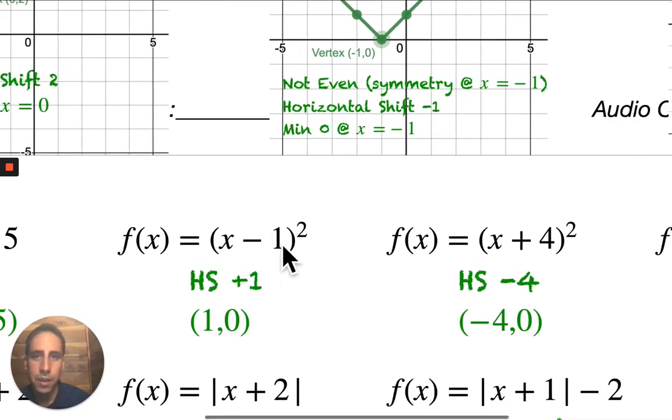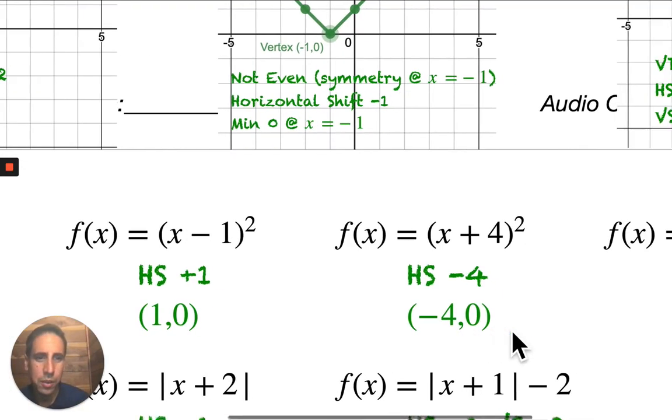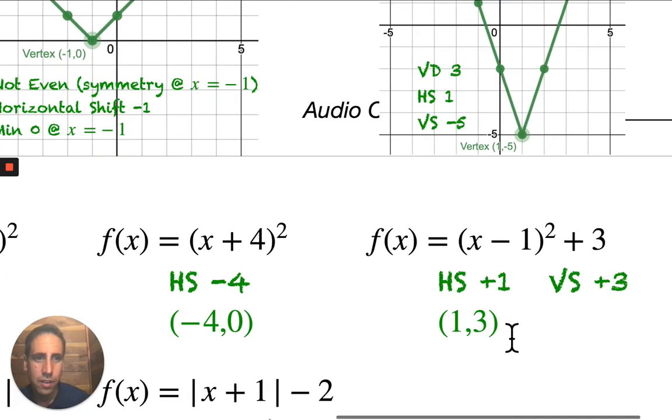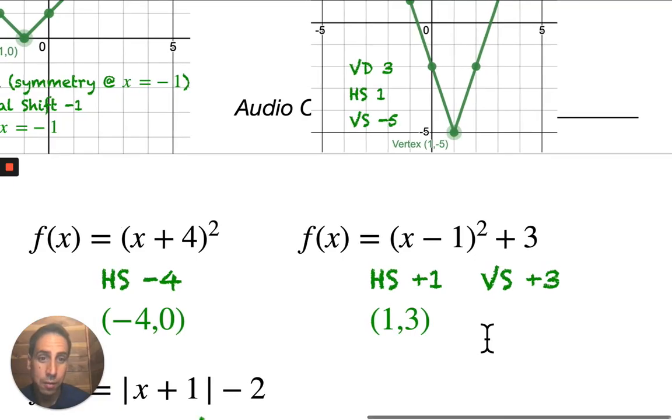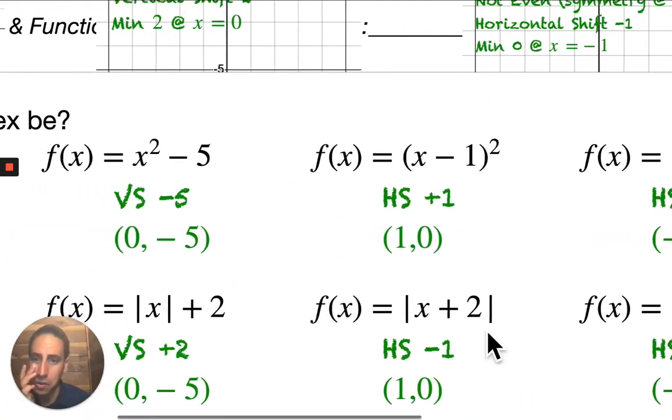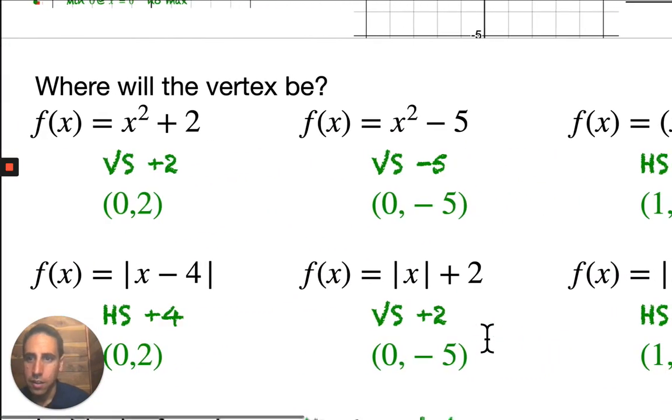So if -1 creates a horizontal shift of +1, +4 creates a horizontal shift of -4. Remember, when it's on the inside, it flips around. It's the opposite. And so therefore, the vertex would be at -4, 0. All right, so this -1 creates a horizontal shift of +1, and this +3 on the outside creates a vertical shift of +3, and the vertex is at 1, 3. I think we're getting the hang of this.